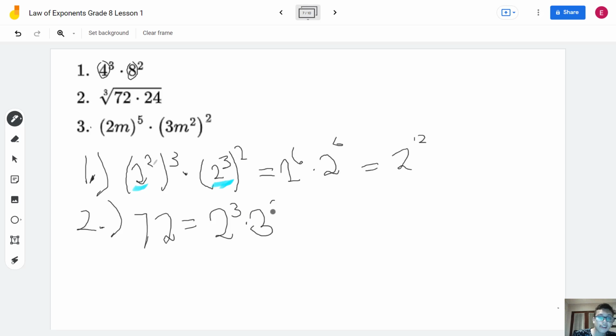Okay, if you don't know how to prime factor, if it's a very big number, you can use the ladder method, where you have almost like a ladder, and you have 72, and you say what goes into 72?